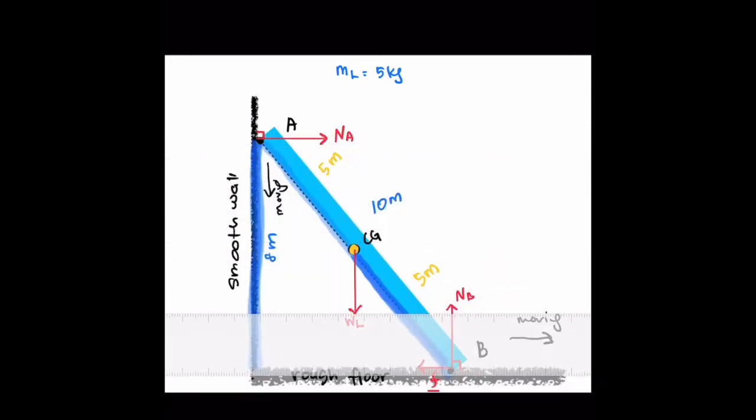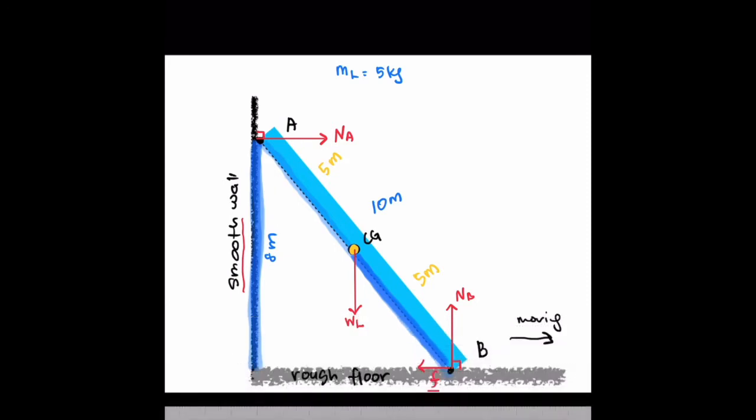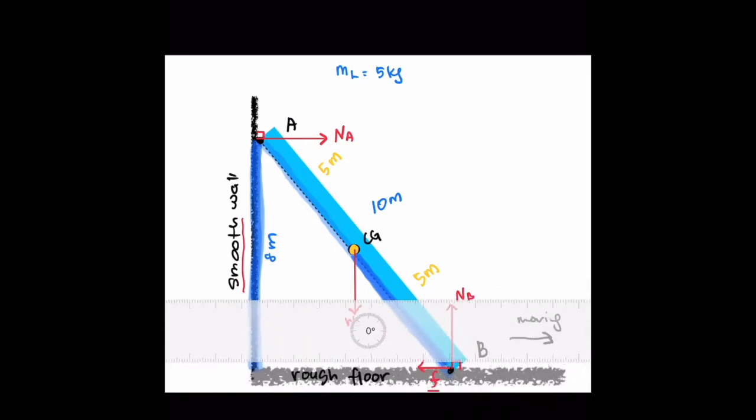The same goes for the wall. If the wall is a rough wall, then your friction will be upward. But in this question, your wall is a smooth wall, which means no friction. There is no friction at the wall. This is your forces.